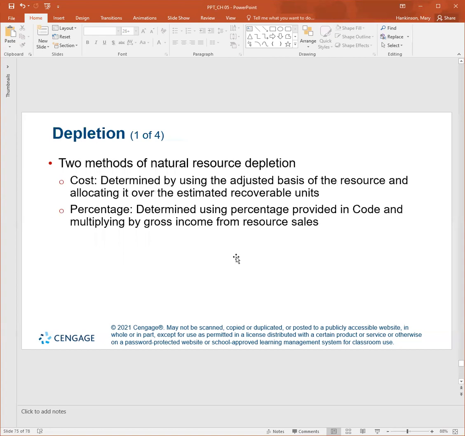All right, so let's talk about depletion. Two methods of natural resource depletion. You have cost, which is determined by using the adjusted basis of the resources and allocating it over the estimated recoverable units. And then you have percentage, determined using the percentage provided in the code and multiplying by gross income from resource sales.